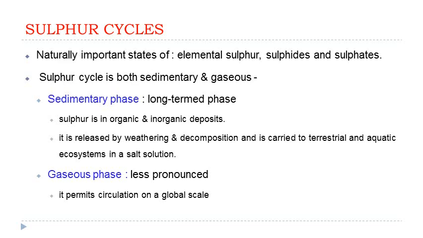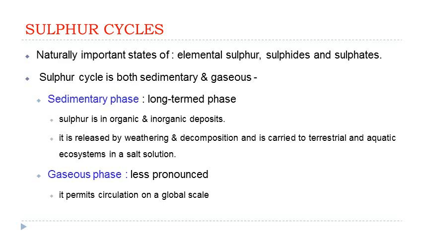Now, sulfur exists on the earth in a number of states, like elemental sulfur, sulfides, sulfur monoxide, sulfite, sulfate, etc. Of these, three are important in nature with respect to the sulfur cycle. They are elemental sulfur, sulfides, and sulfates. I suppose it is clear. Even though sulfur exists in a number of different states, the three important ones with respect to the sulfur cycle are elemental sulfur, sulfides, and sulfates.